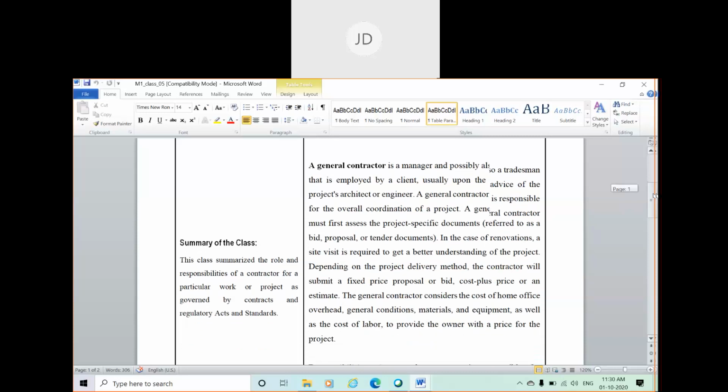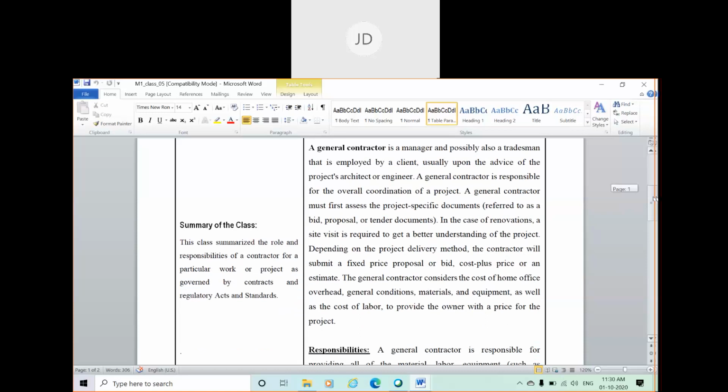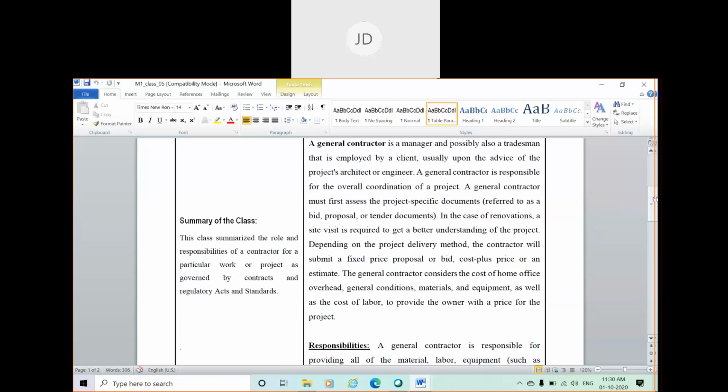A general contractor considers the cost of home office overhead, general conditions, materials, equipment, as well as the cost of labor to provide the owner with a price for the project. That means during the estimation, or while preparing the cost estimation report, he should consider every detail or every aspect of a particular work related to construction.